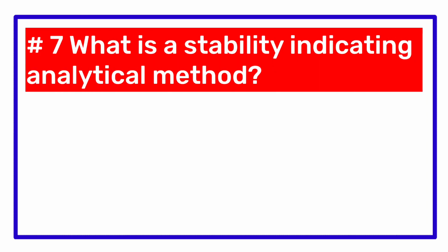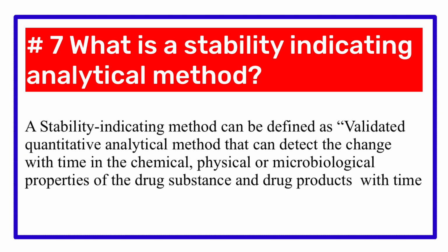Question number 7. What is a stability indicating analytical method? So the answer to the question is a stability indicating analytical method is defined as a validated analytical method that can detect the changes in the chemical, physical or microbiological properties of a drug substance or a drug product with the passage of time.